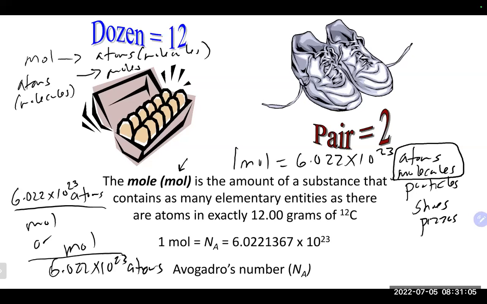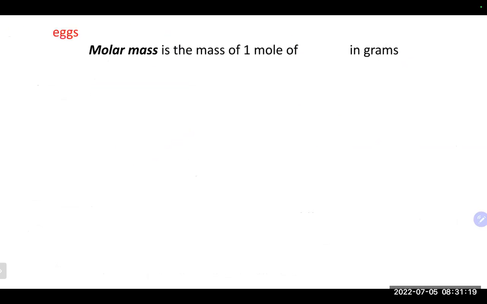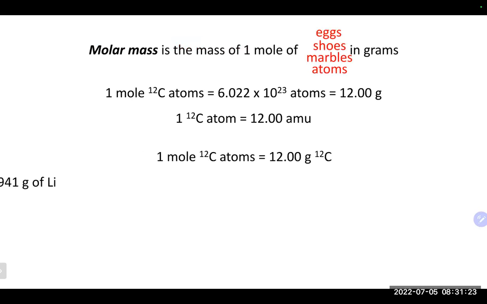Another really important conversion factor, and probably one that we use even more than Avogadro's number, is molar mass. Molar mass is a conversion factor that we use a lot in chemistry. So let's talk a little bit about molar mass. Molar mass is the mass of 1 mole of any type of substance in grams.